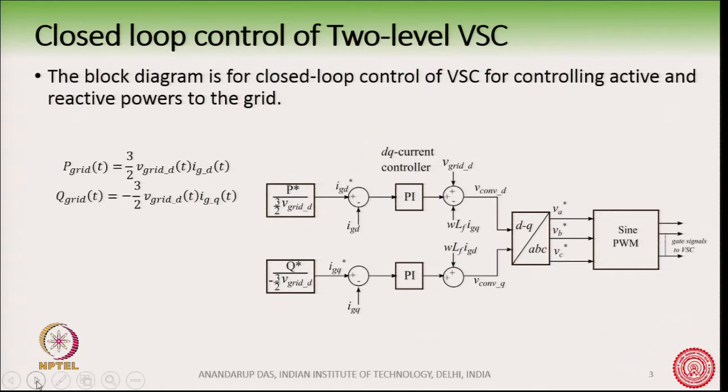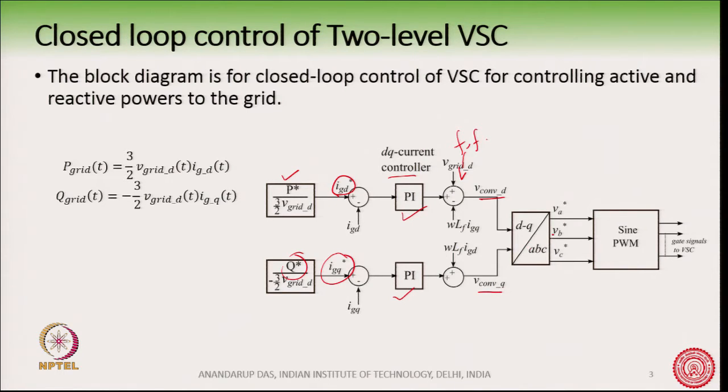Okay. We have also seen this in one of the previous lectures, and so you have this P star, the P reference, which gives you the D axis component of the grid current. The Q star gives you the Q axis component of the grid current, and then you have the DQ current controller PI, the PI regulator Kp plus Ki by S, and then you have the feed forward term here for nullifying the effect of the cross coupling terms inside the VSC model, and then you have the VD star and VQ star.